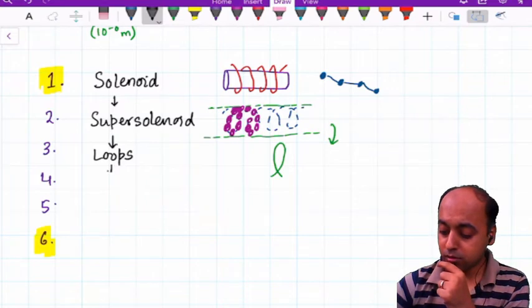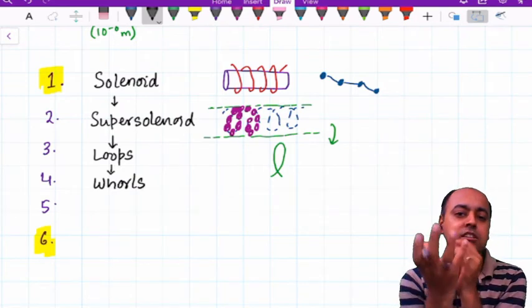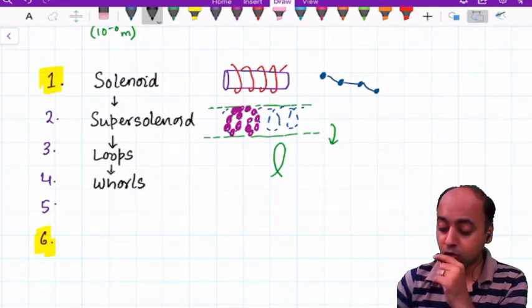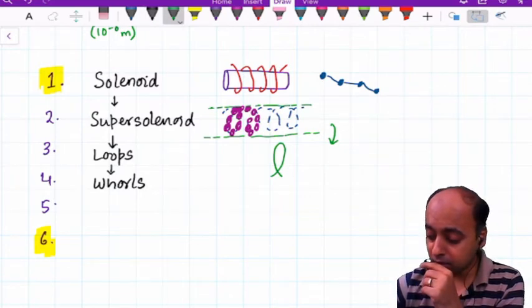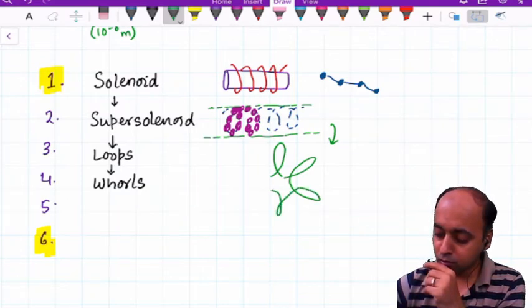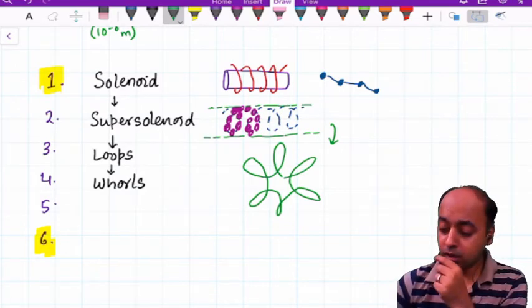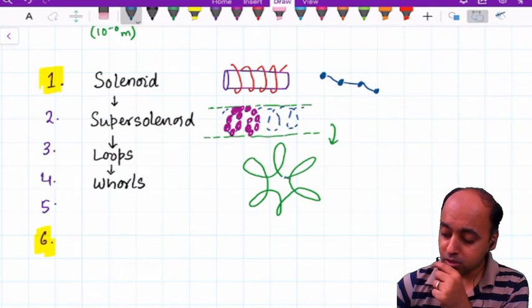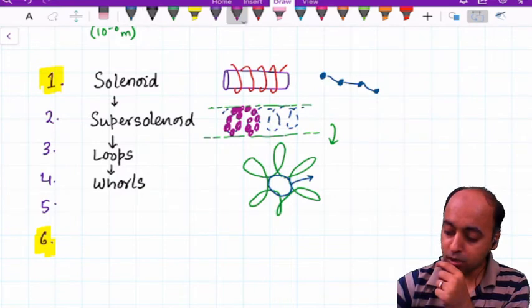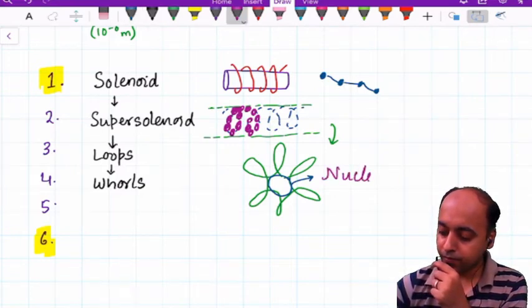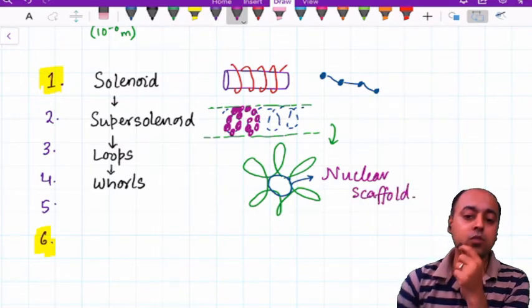The loops come together to form whorls. Flower-like structure, you see a flower, there is a central body on which the various petals are there. We call it the whorl of a flower. So something like that. The whorls are formed with the help of the loops. Alright, so we call it a whorl. The whorls are stabilized by certain structures. We call these structures the nuclear scaffold.